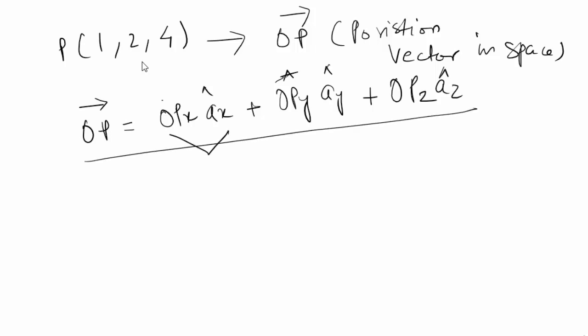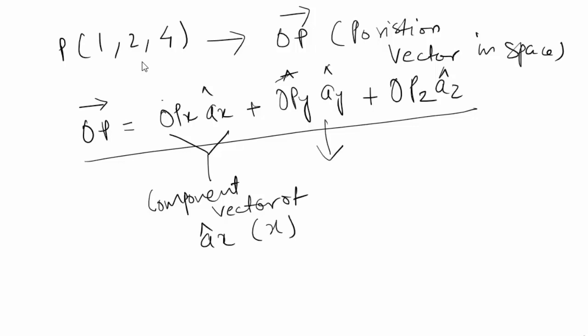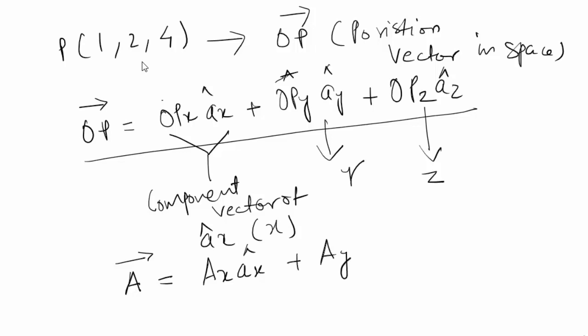Again, this together is known as the component vector of A in the direction of x. This is the component vector in the direction of y, and this is the component vector in the direction of z. So if I have a vector A, it can be represented as AX with the unit vector in the direction of x, plus AY with the unit vector in the direction of y, plus AZ with the unit vector in the direction of z.